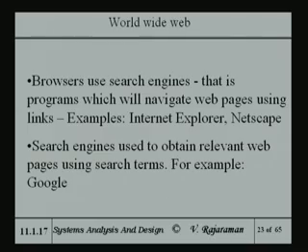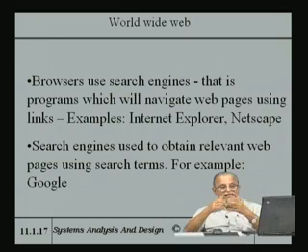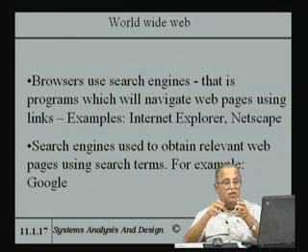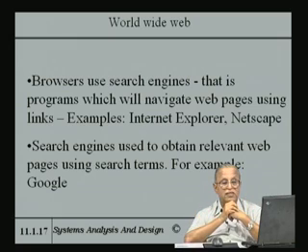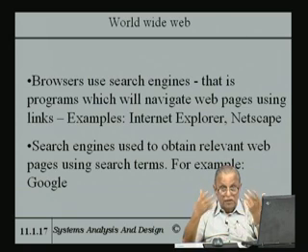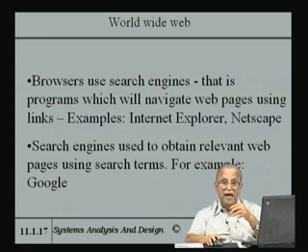Browsers are programs which navigate web pages using links, like Internet Explorer, Netscape, and so on. Search engines are used to obtain relevant web pages using search terms. For example, with the Google search engine, if you don't know the URL, you can use search terms and get information.